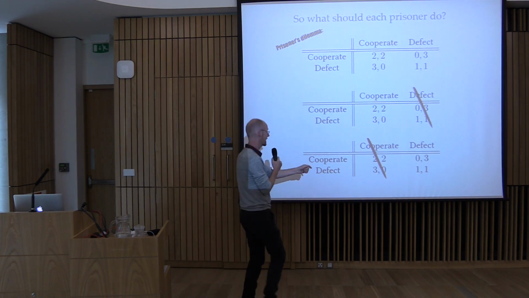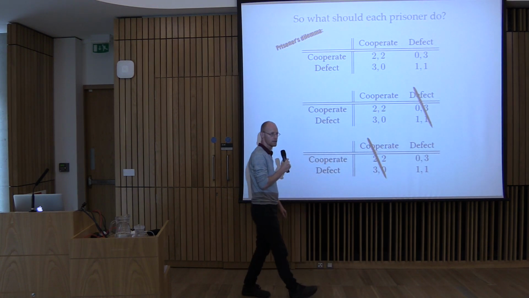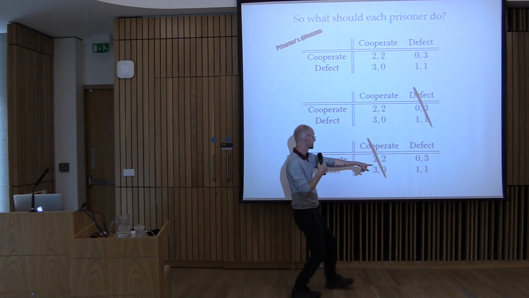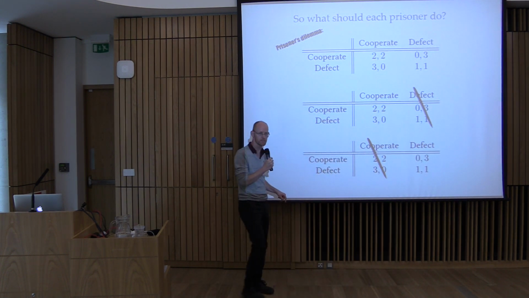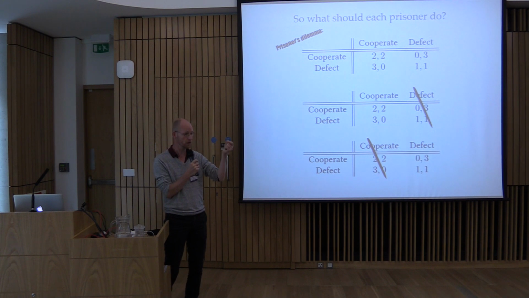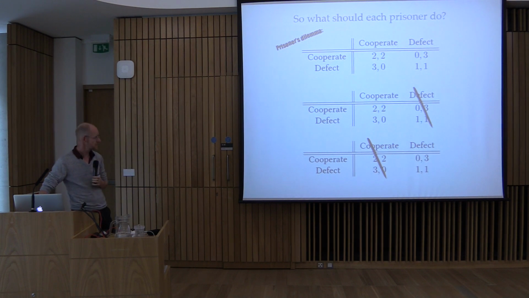So what you expect is that, in the end, both players end up defecting with a utility of 1, although they could have both ended up with a utility of 2. But they don't, because it's not rational. If one knows that the other will cooperate, he will defect and get a higher utility. So this is the solution of this game.